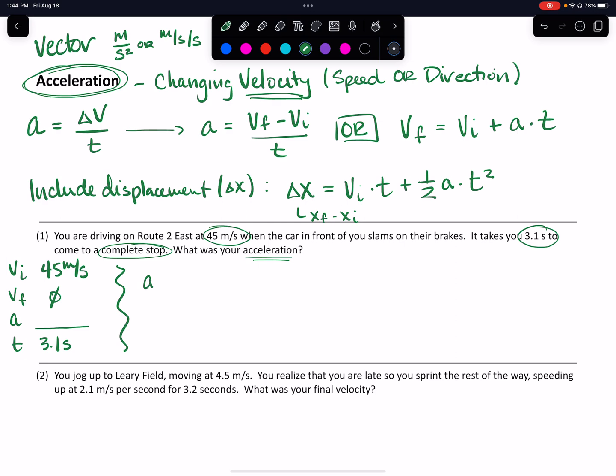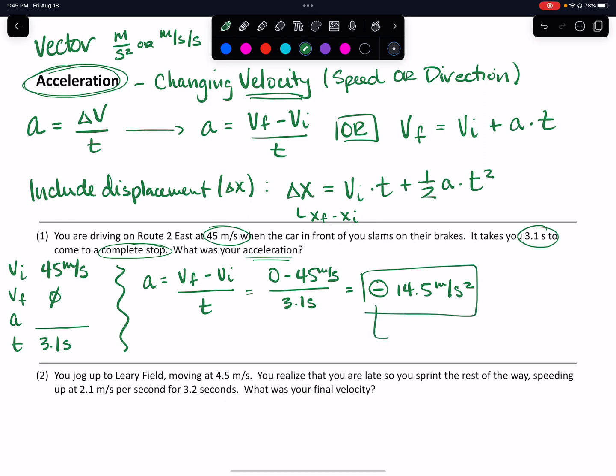All right, so now we use our formula. Acceleration is v final minus v initial over time, and that's going to be equal to 0 minus 45 meters per second divided by 3.1 seconds. So we have an acceleration here of negative 14.5 meters per second squared. Now that negative sign's fine, because we're slowing down. The car is moving forward, but the acceleration is negative, so that tells us they're working against each other. We have to be slowing down.